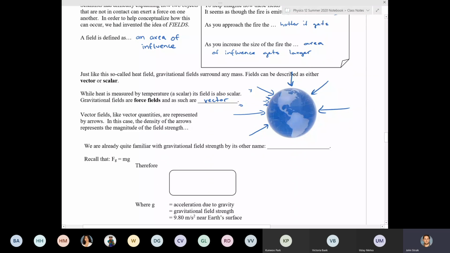Okay, so gravitational field strength. Now, this isn't something new. It's something we've already learned, and you're quite familiar with it. It's called acceleration due to gravity, what we called g. That's what we're talking about. The value of g is the field strength.